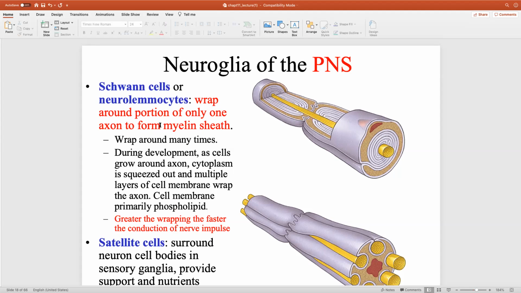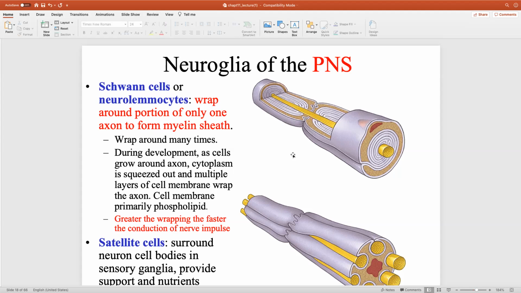So in the Schwann cell region, each Schwann cell only wraps around one part of one axon. So here's one Schwann cell here. Well, to have another region fully myelinated, we need another Schwann cell. Very different than what we saw in the central nervous system, right? Where you have one oligodendrocyte that can myelinate multiple axons. Here, one Schwann cell, right, only wraps around one part of one axon, and that's it.